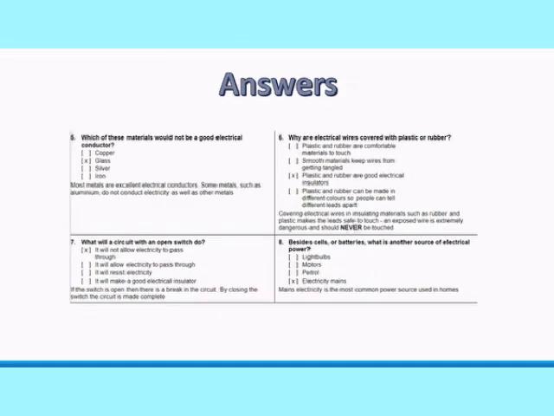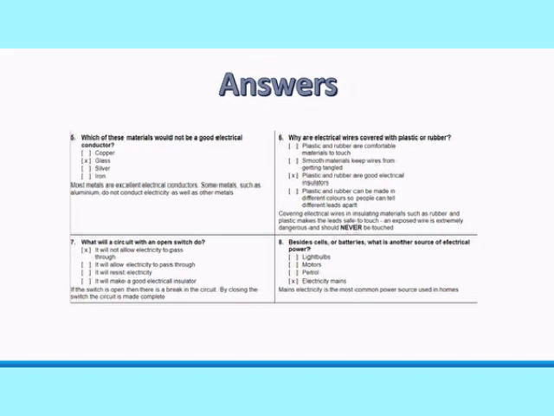Number 5. Which of these materials would not be a good electrical conductor? Well, glass would not be a very good electrical conductor. Most metals are excellent electrical conductors. Some materials, such as aluminium, do not conduct electricity as well as other materials.